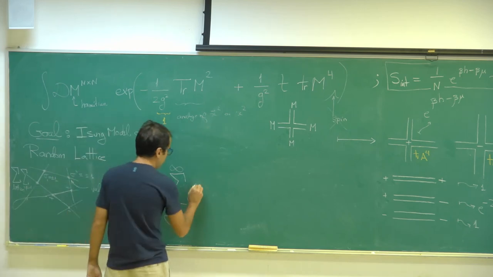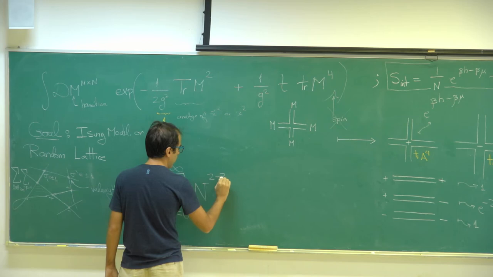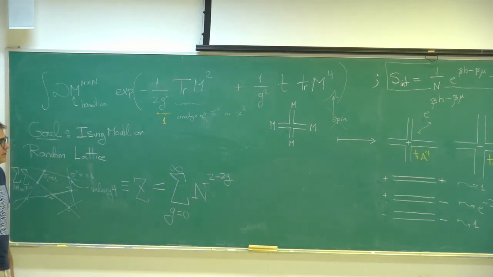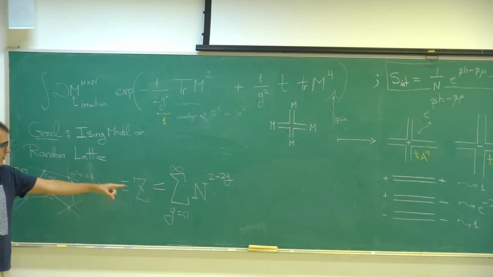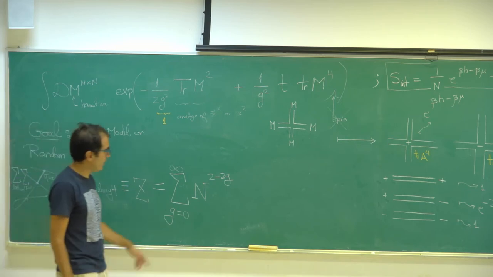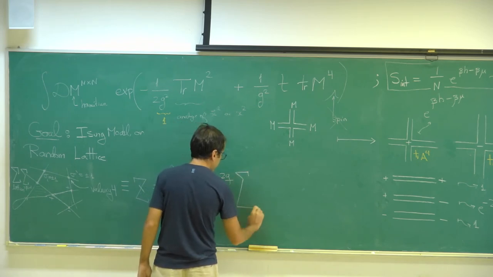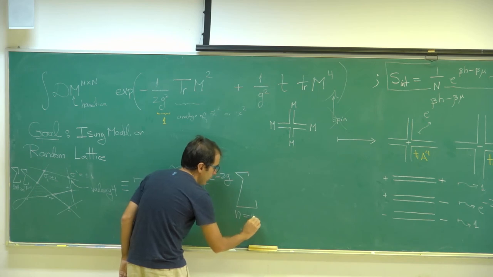Then, each genus comes with an n to the 2 minus twice the genus. So when genus is 0, it comes with n squared. The example we had was n to the 4, but now there are 2 extra 1 over n's from the vertices, so it's n squared indeed. So n to the genus. Then, for each genus, we sum over n, which are the number of lattice points.